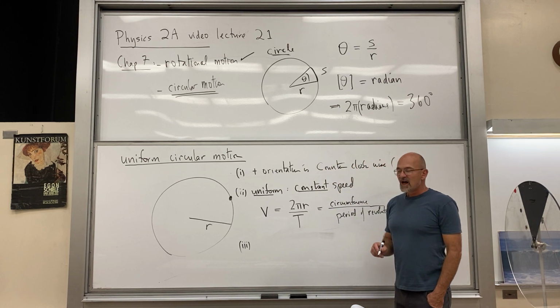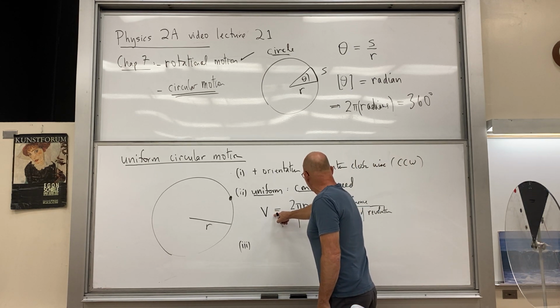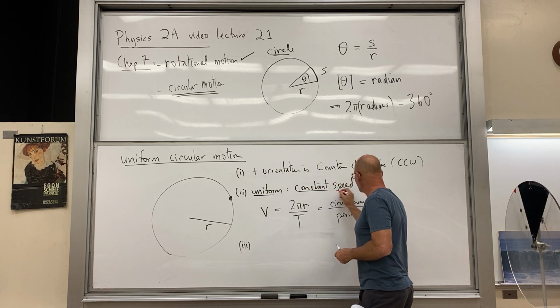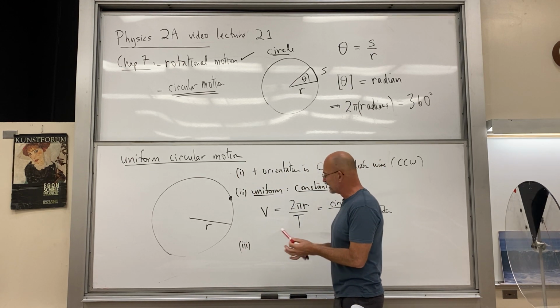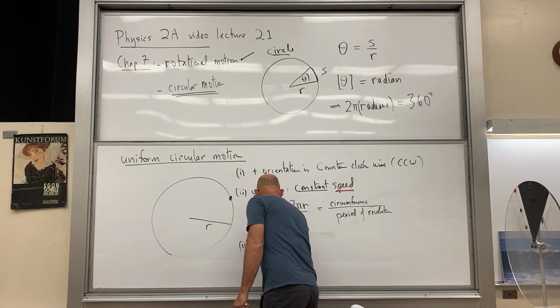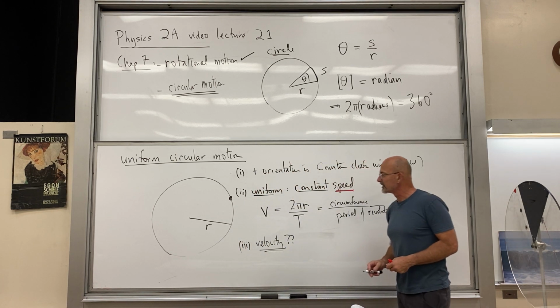What about the velocity? This is the speed, okay? Here I'll underline speed in red. This is the speed. What about the velocity? Question marks, 2 question marks for the velocity. What about the velocity?